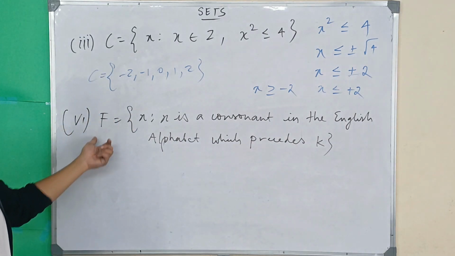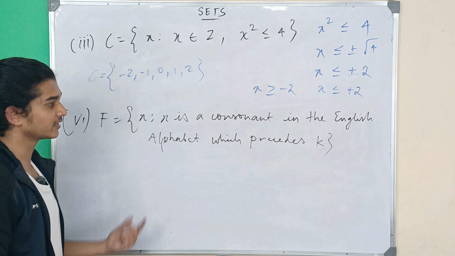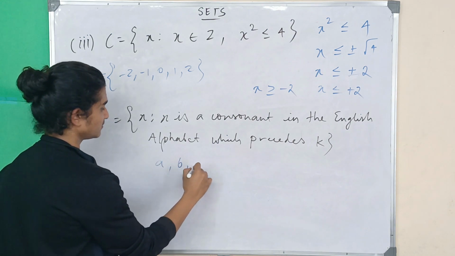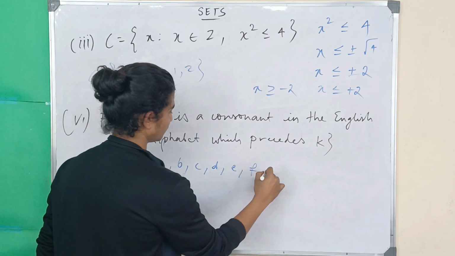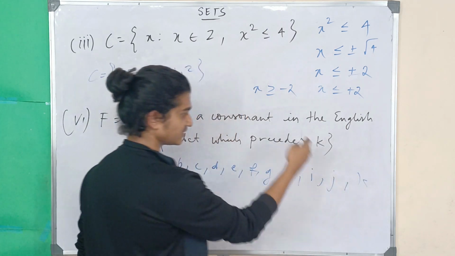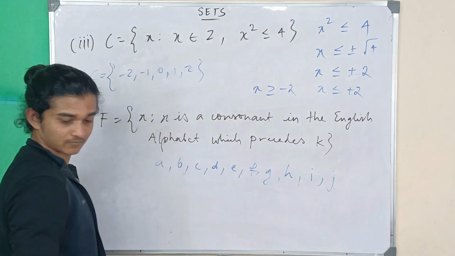And the last one is F equal to the set of all x such that x is a consonant in the English alphabet which precedes K, which means it's behind K. So let us write all the things: a, b, c, d, e, f, g, h, i, j, k. They're saying preceding K, which means I should not include K. So K is not invited.